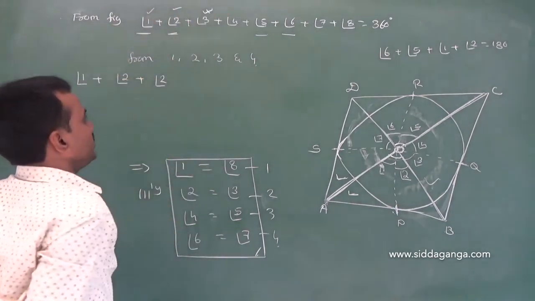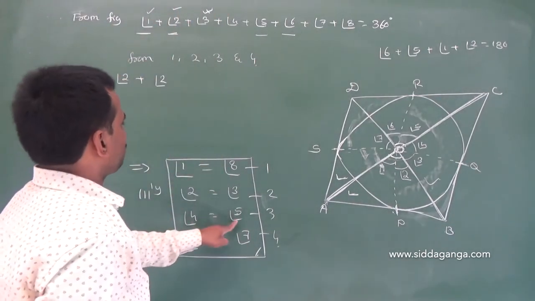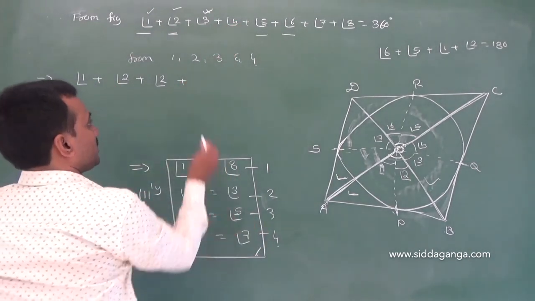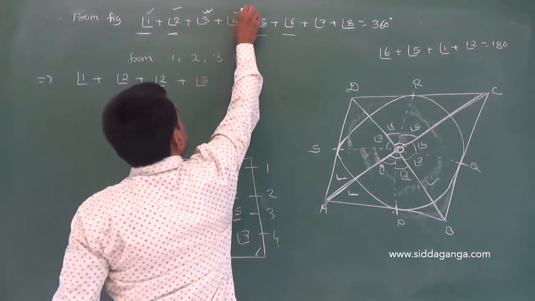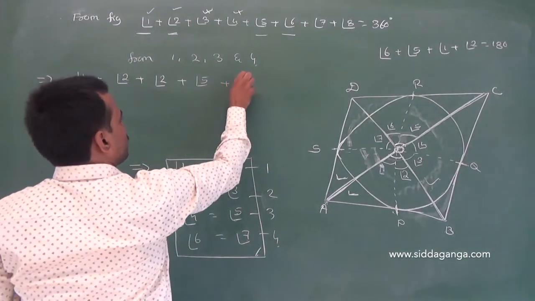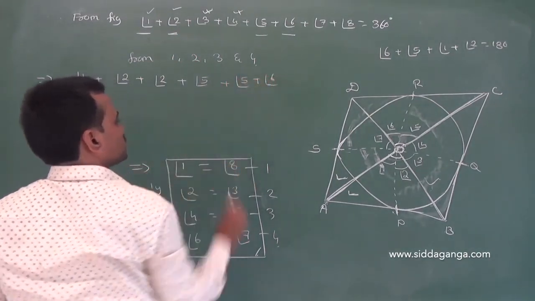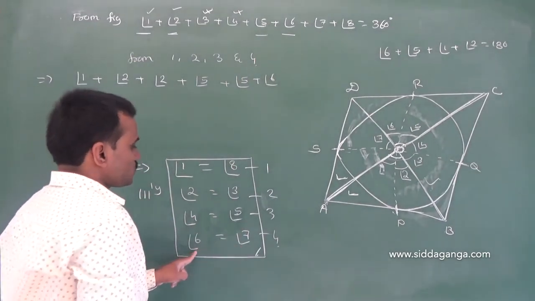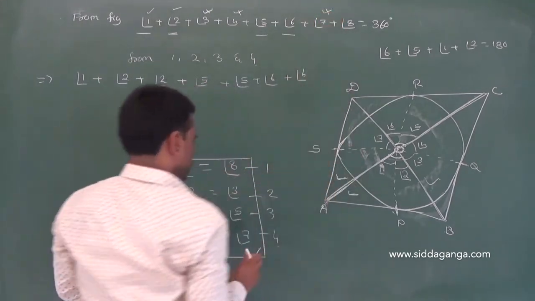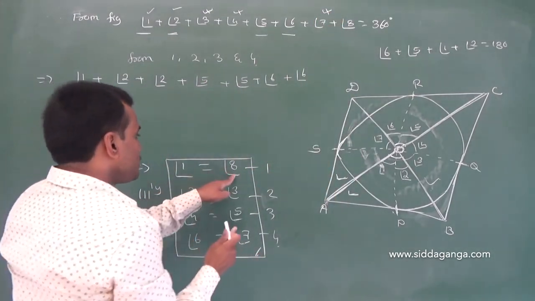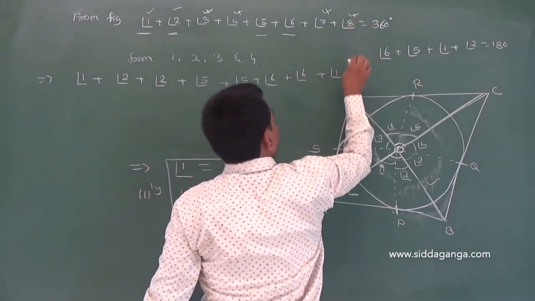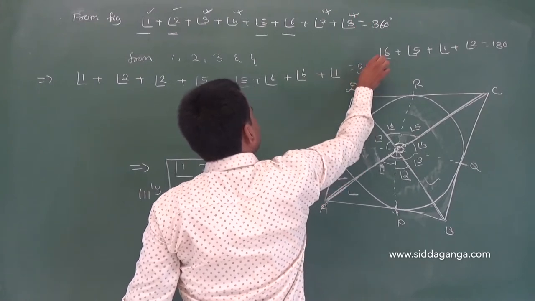This is over. I write mark and enter. 4 we write as 5 plus angle 4 from 3. Clear. 4 we write as 5. This is also over. 5 and 6 we write as it is. Root 5 plus root 6. Okay. 7 we write as 6 from 4 plus 7 we write as 6. This is also over. 7 we write as 6. 8 we write as 1 from 1. This is also over. It is equal to 360 degree.